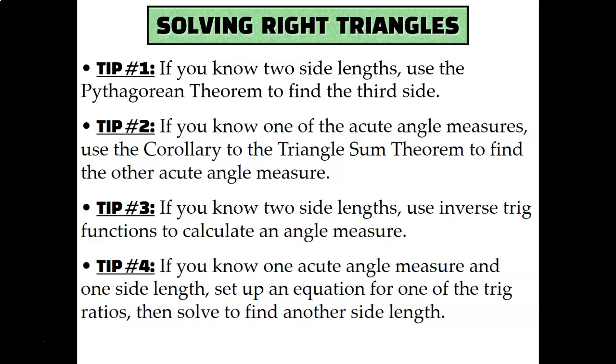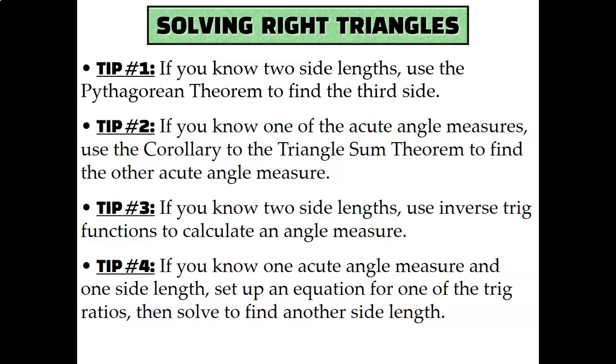Well, some of it's going to involve trigonometry, and some of it's going to involve other stuff that's a little bit easier to figure out. If you know 2 side lengths, for example, you can just use the Pythagorean theorem to figure out the third. No trigonometry needed. If you know one of the acute angle measures, you can use the corollary to the triangle sum theorem to find out the other acute angle measure. Just subtract the one that you know from 90 to get your answer.